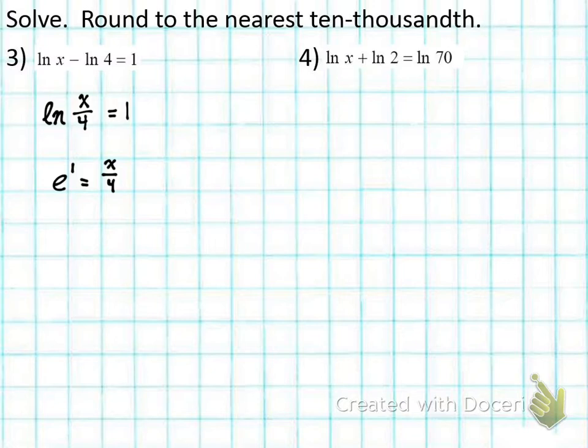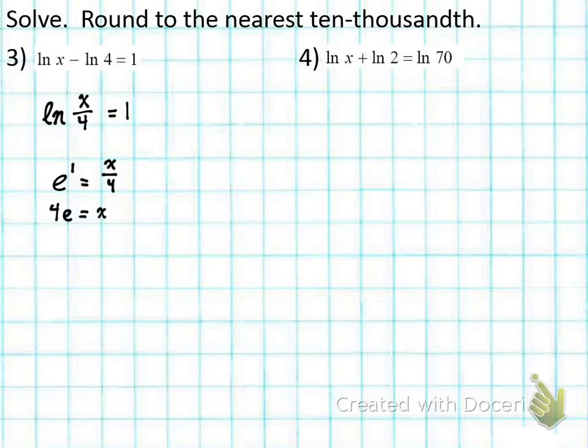What's happening to the x on the right side? It's being divided by? What's the opposite of divided by 4? Multiply. So we're going to multiply both sides by 4. So we got 4 times e to the first, which is 4e is equal to x. Okay. Now we're going to go to our calculator and type that in.